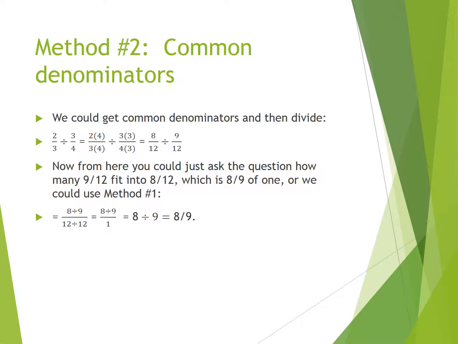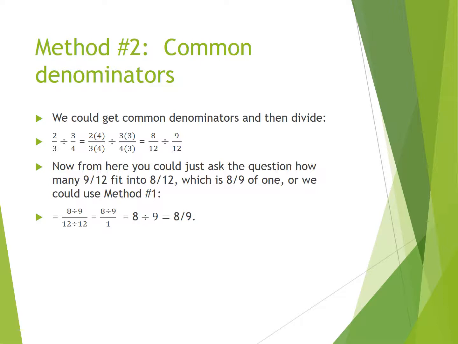So let's do that. I have an example, 2/3 divided by 3/4. Let's get common denominators of 12. So 2/3 is going to become 8/12. And 3/4, by multiplying top and bottom by 3, is going to be 9/12. Now 8/12 divided by 9/12 is asking the question, how many 9/12 fit into 8/12? Well, I guess 8/9 of 1. So the answer is going to be 8/9.